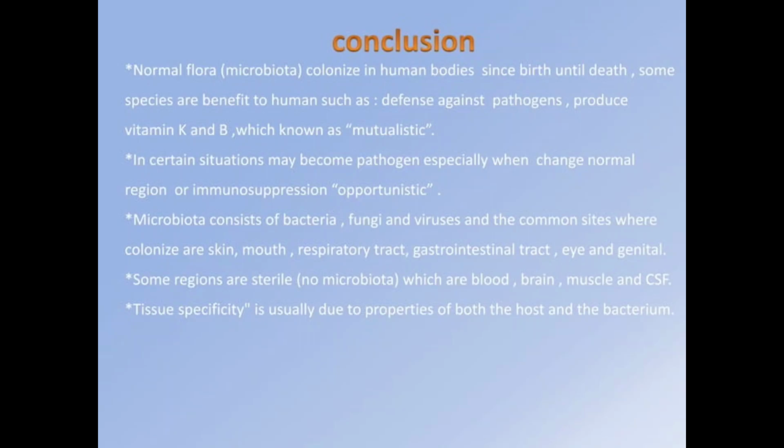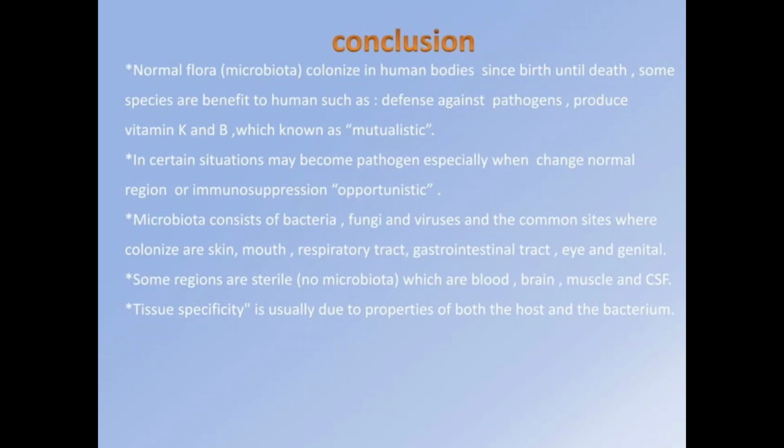The conclusion of the normal flora. Normal flora are microbiota colonized in the human body from birth until death. Some species are beneficial to humans, such as defense against pathogens and producing vitamins K and B, known as mutualistic. In certain situations they may become pathogens, especially when the normal region changes or in immunosuppression, being opportunistic.